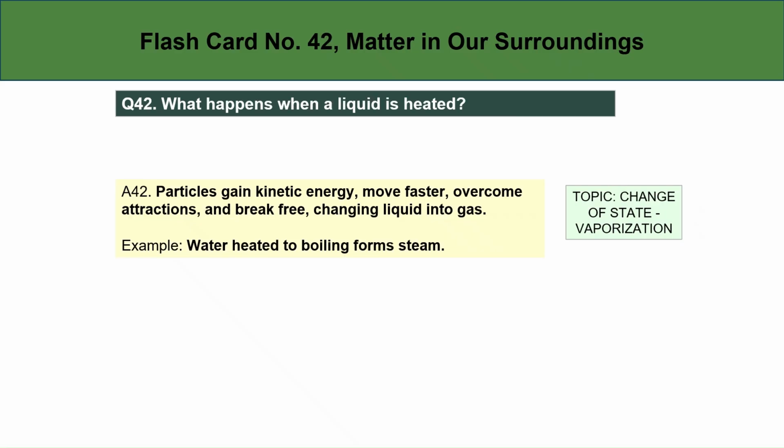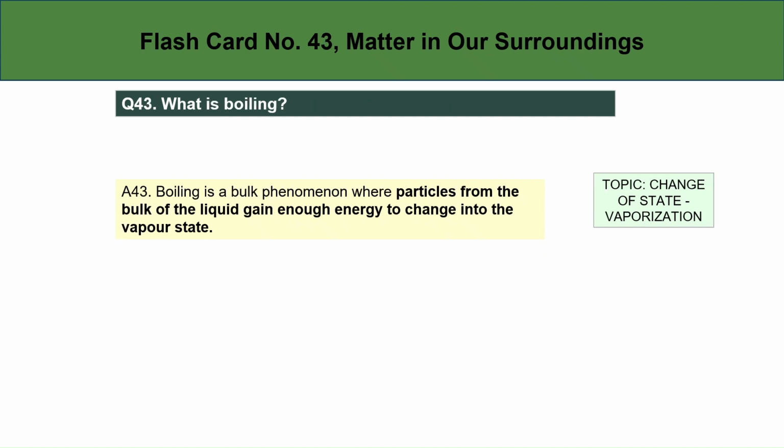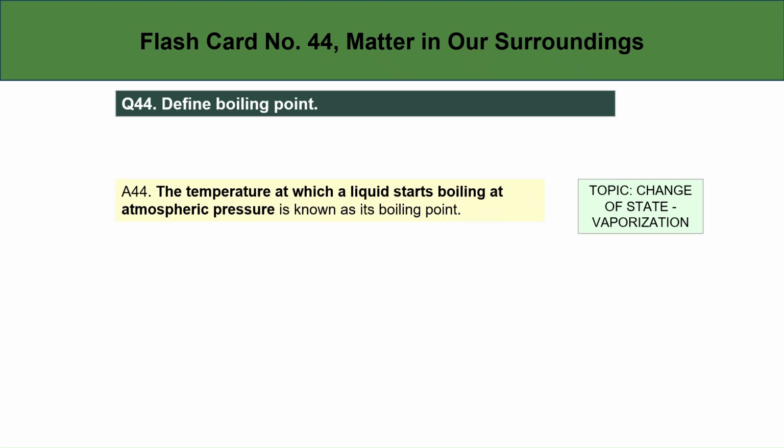Next. What happens when liquid is heated? Particles gain kinetic energy, move faster, overcome attraction and break free, changing liquid into gas. Example, water heated to boiling forms steam. Next. What is boiling? Boiling is a bulk phenomenon where particles from the bulk of the liquid gain enough energy to change into vapor state. Next. Define boiling point. The temperature at which a liquid starts boiling at atmospheric pressure is known as its boiling point.